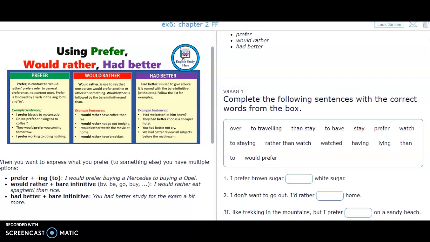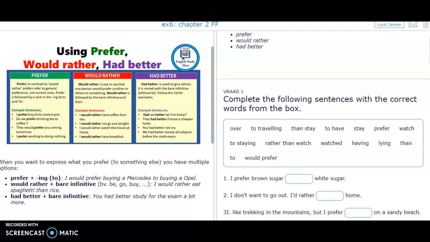We use had better to give advice. You had better buy a sweater because it's really cold outside. The weird thing with had better is that we always think we use the past perfect. For instance, he had better known to do that, but it's not a past perfect. The thing is, you have to use had better plus a bare infinitive. For instance, you had better study for the exam a bit more.